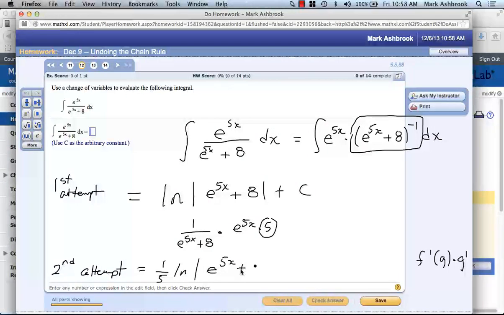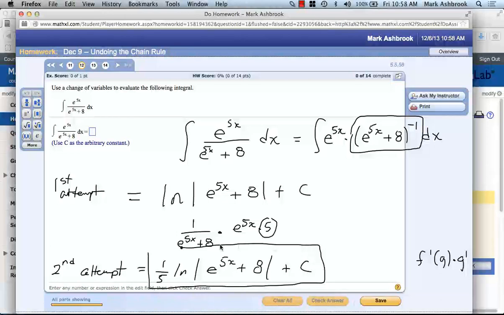Now, for this particular one, this will always be positive, an exponential function plus 8. So actually, in this case, those absolute values are optional, but it doesn't hurt to write them. Questions on undoing the chain rule?